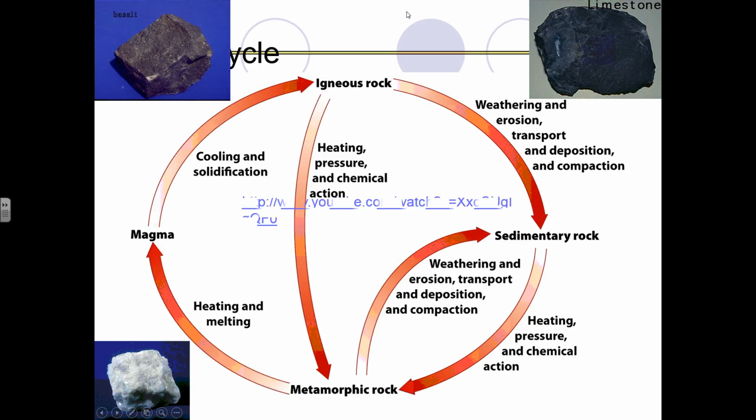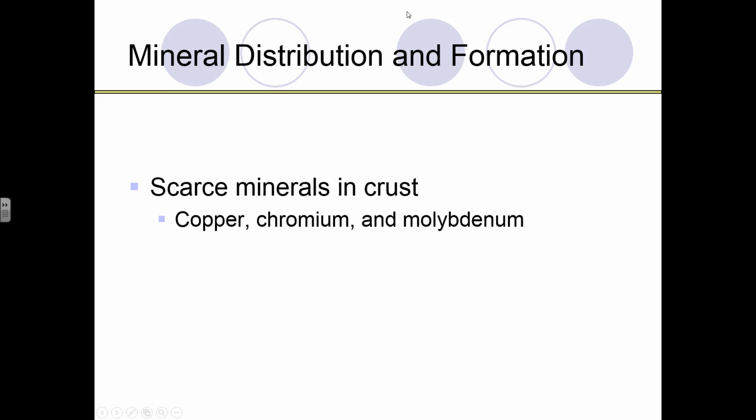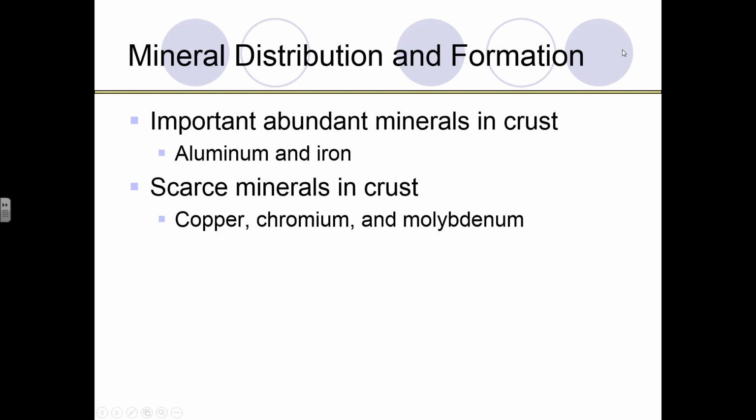Okay, so mineral distribution and formation. Important abundant minerals that are found in the crust. Again, just some more examples here. Aluminum and iron are both important abundant minerals. Luckily we have this. That's why, again, we're able to use aluminum foil versus tin foil.